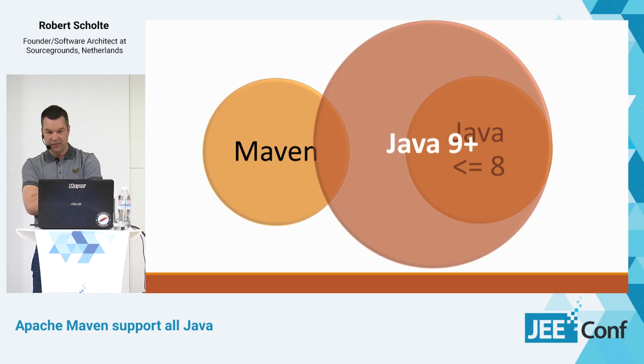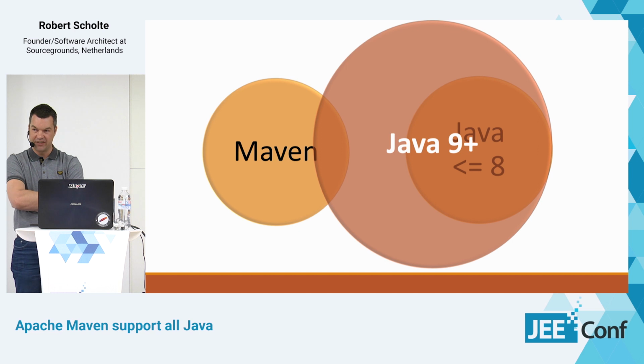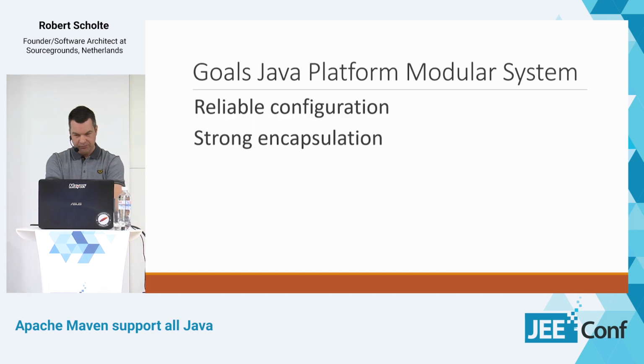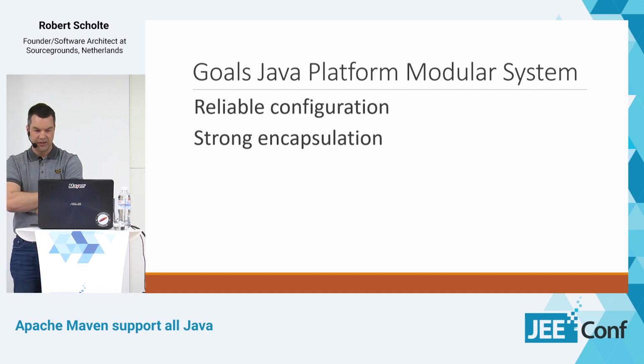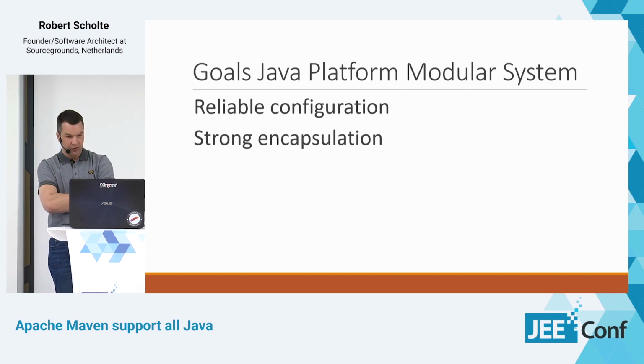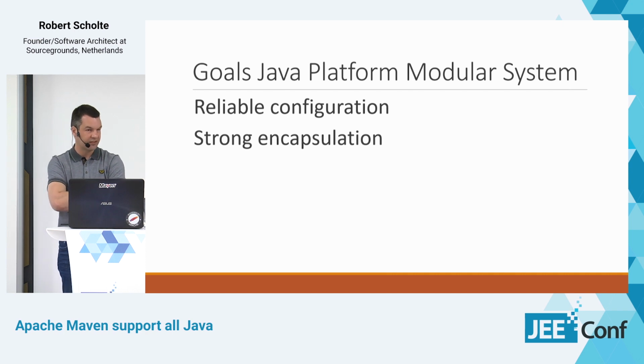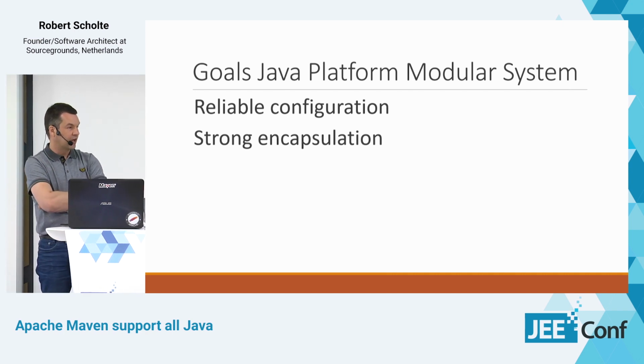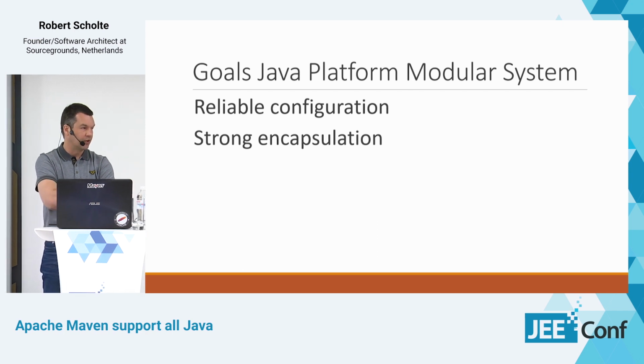But then Java 9 came, and there's this small part that has to do with the module system that has some overlap with Maven itself, and that makes things quite tricky. So the goals of the Java platform modular system are reliable configuration and strong encapsulation. So for those who haven't heard this, reliable configuration is about ensuring that everything that you need to have at compile time is also available at runtime. So these checks are done for you. And strong encapsulation is about being able to hide packages from other jars.